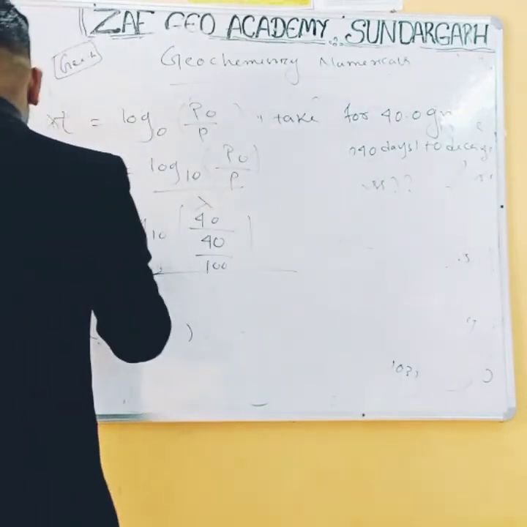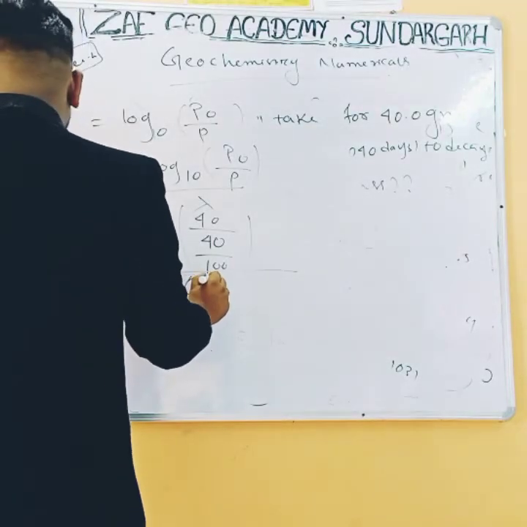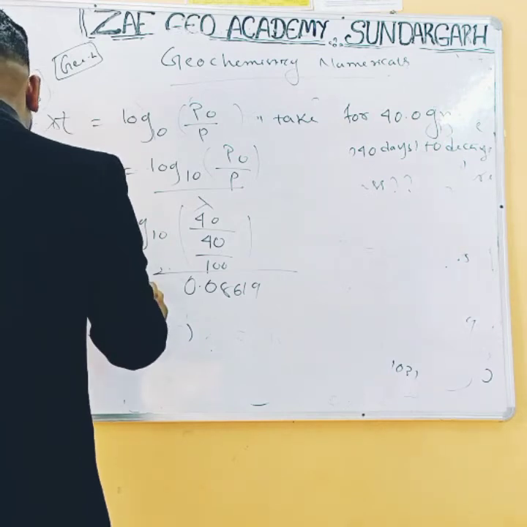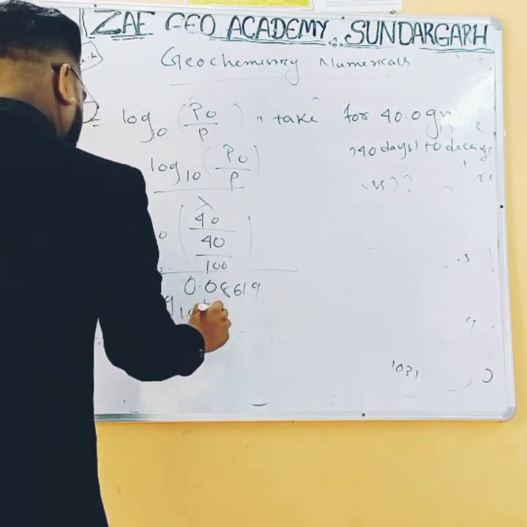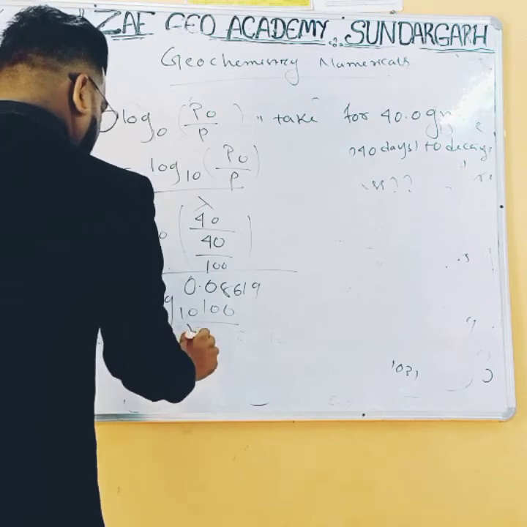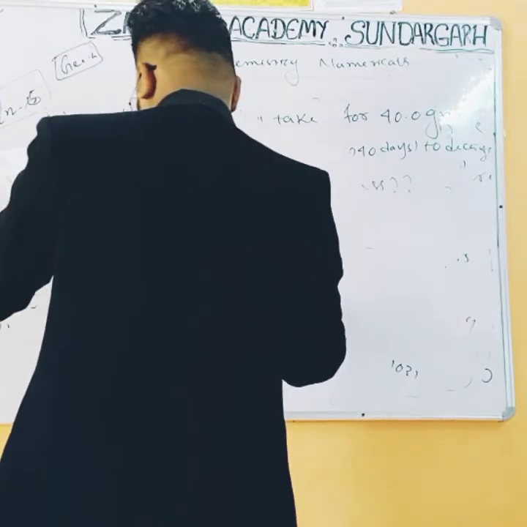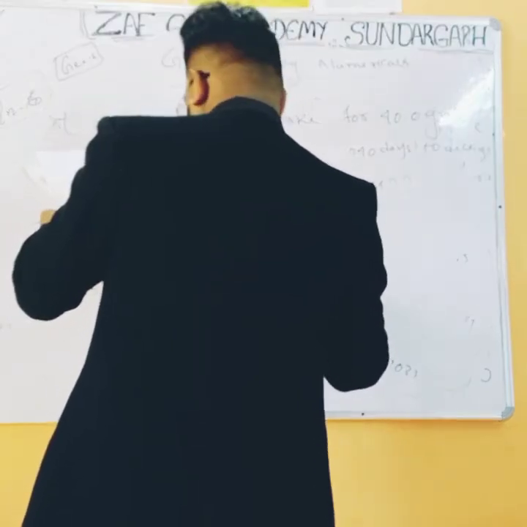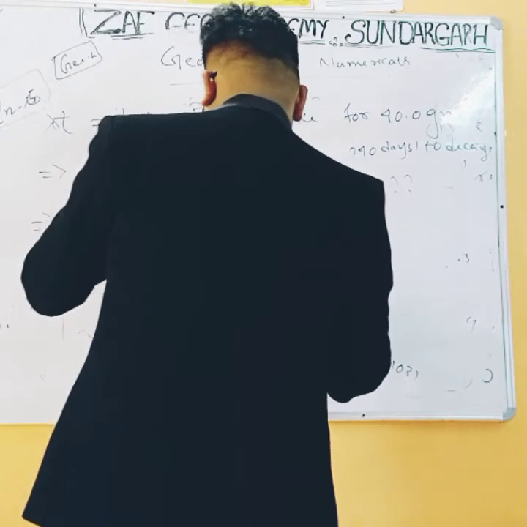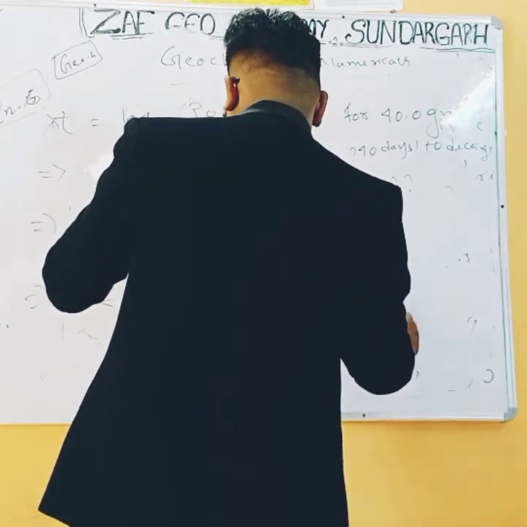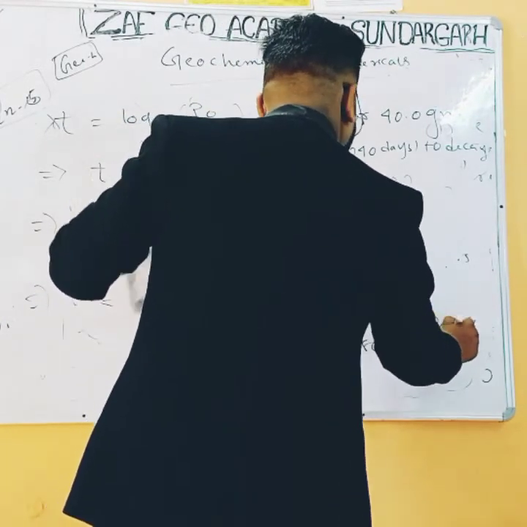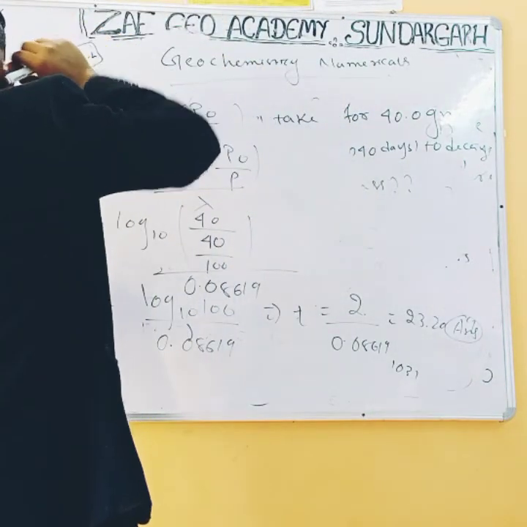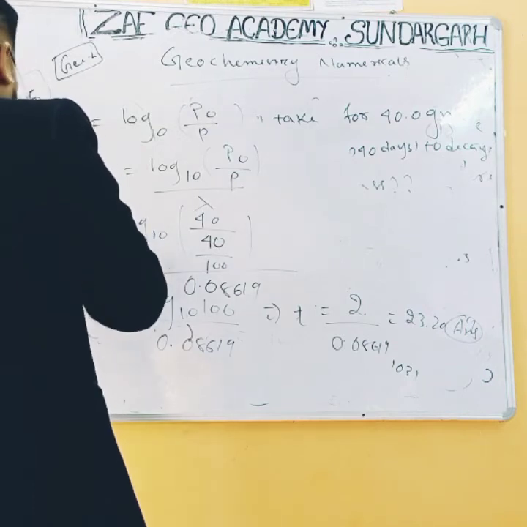The value of lambda is 0.08619. Now t will be equal to log 10 100 divided by 0.08619. Log 10 100 is equal to 2, so 2 divided by 0.08619 will be equal to 23.20. This is your answer. So our time t is equal to 23.20 days.